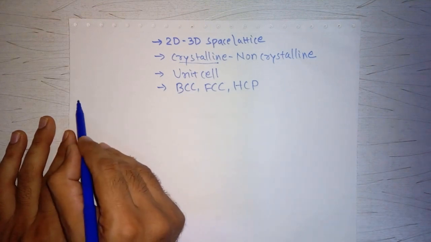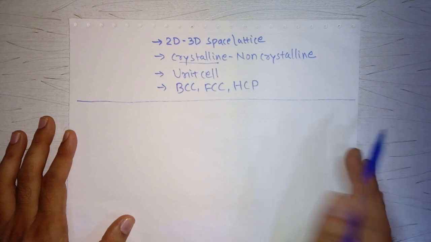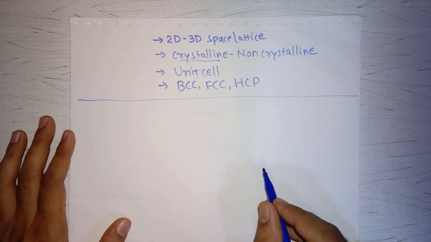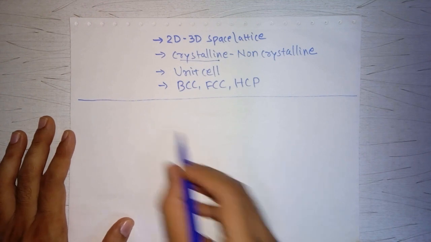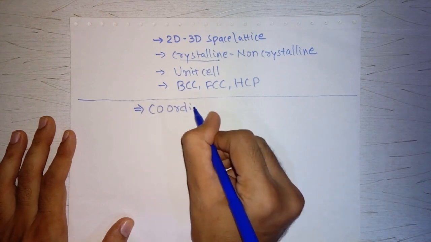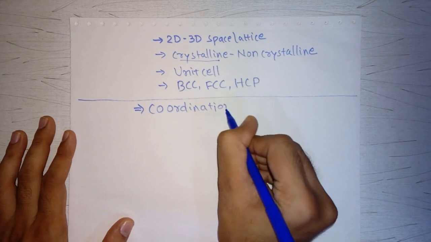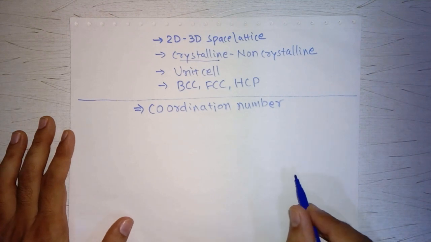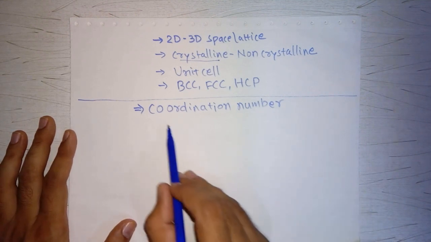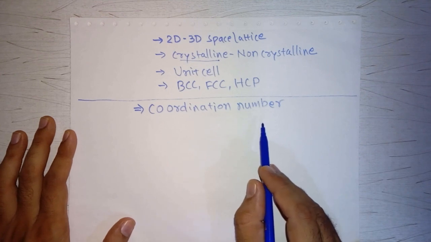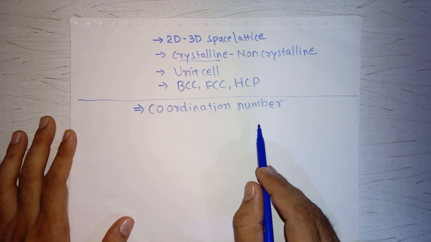Now let's start the discussion about some important terms related to the crystal structures. Let's discuss coordination number. So the definition of coordination number is, it is the number of atoms touching any one atom in crystal structure.